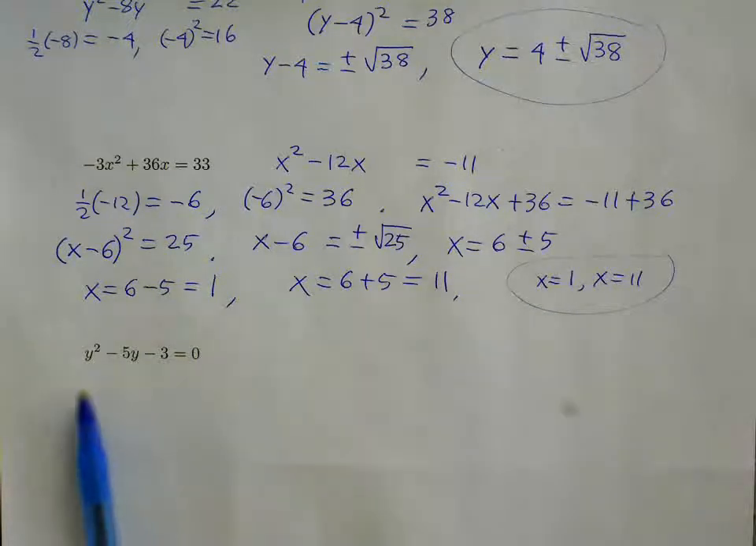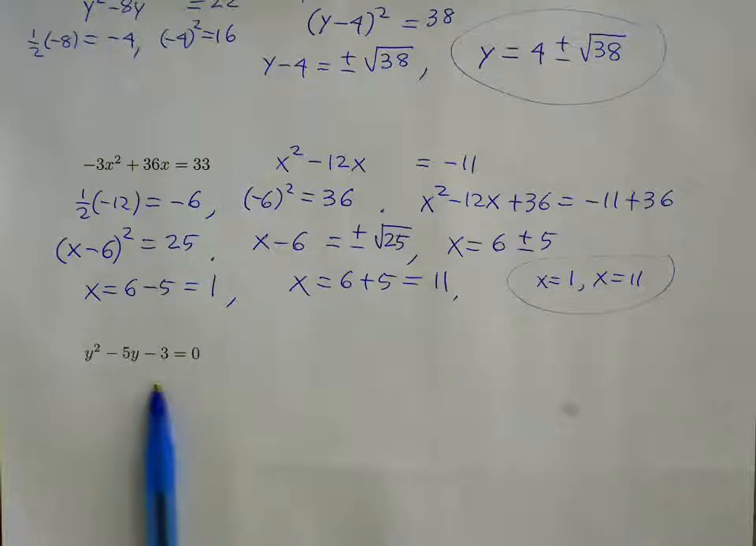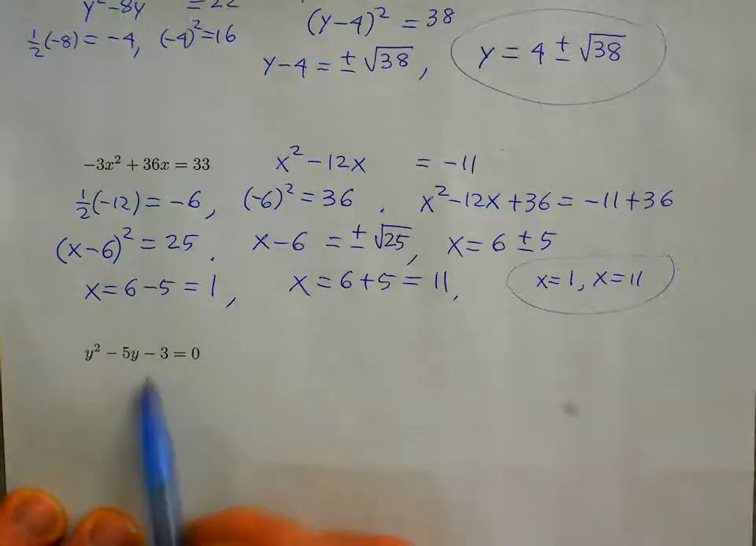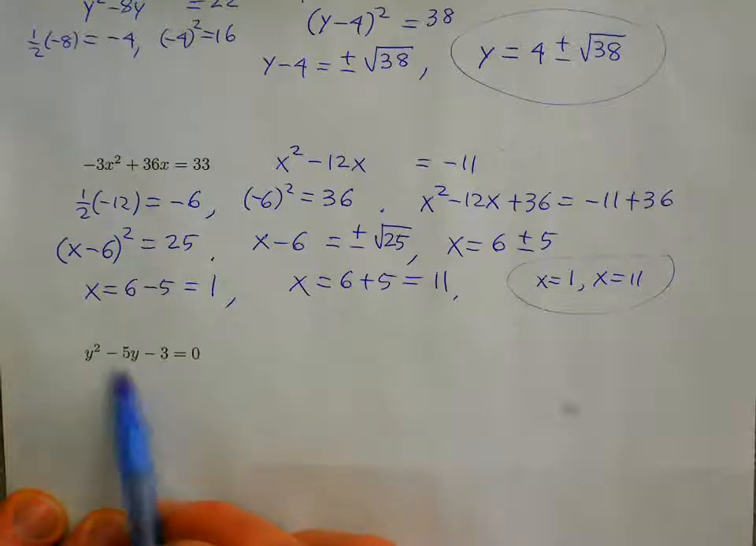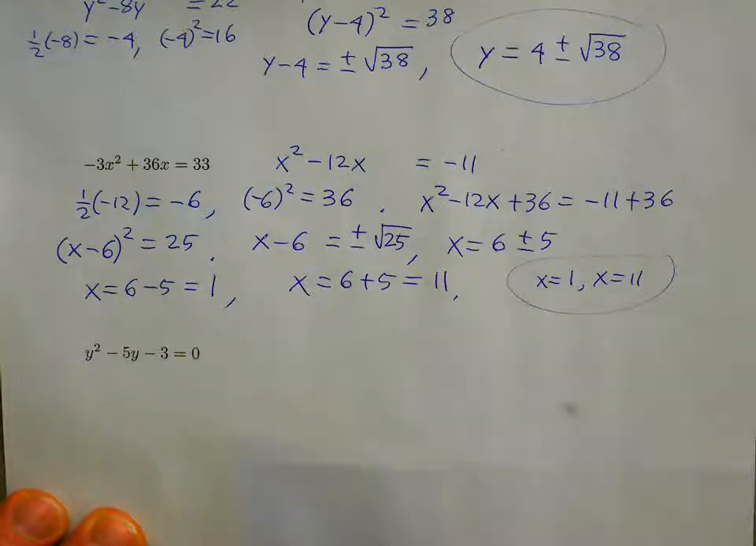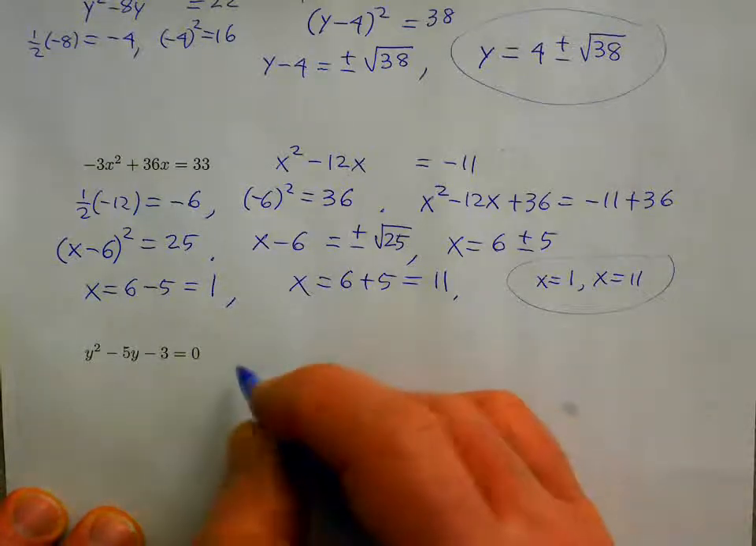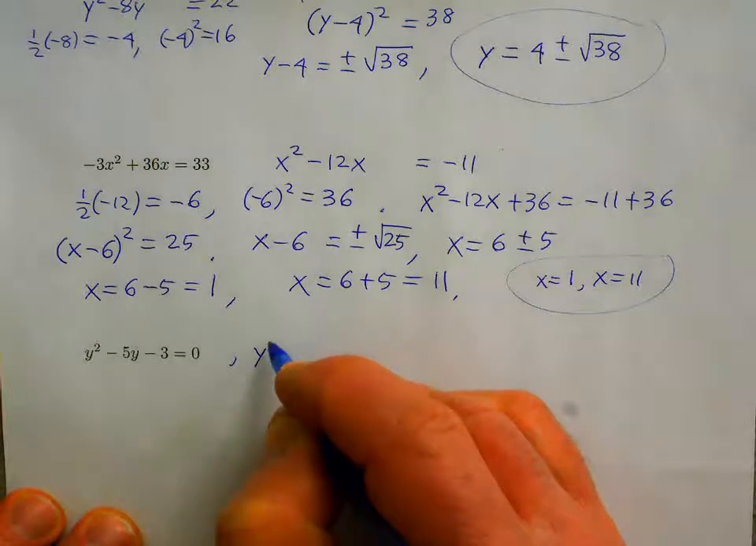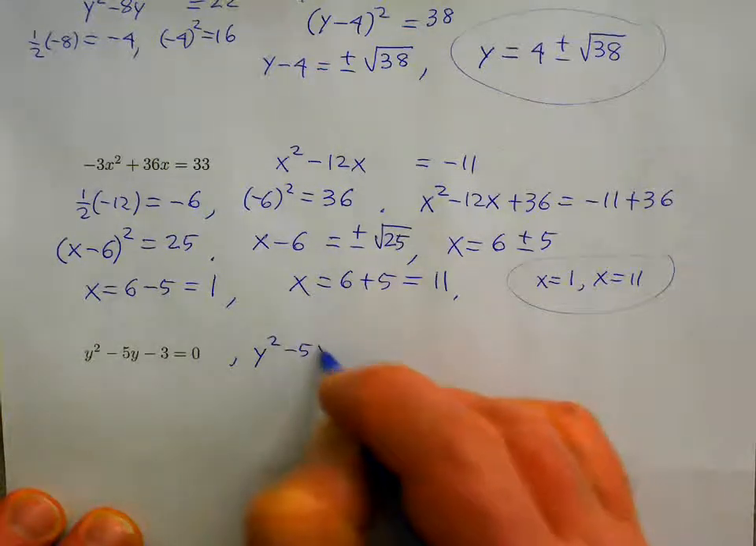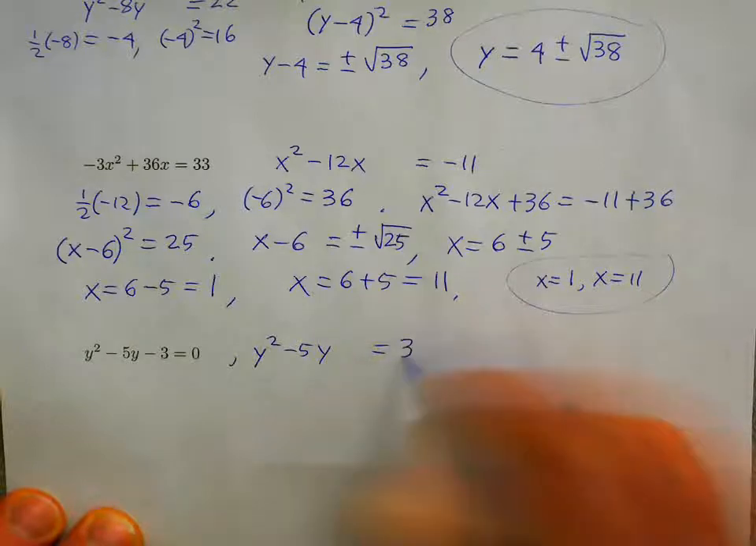Okay, the next one, y to the second minus 5y minus 3 equals 0. In this case, we want the y squared term and the y term on one side of the equation and the constant on the other side. So here we start by adding 3 to both sides. So we get y squared minus 5y equals 3.